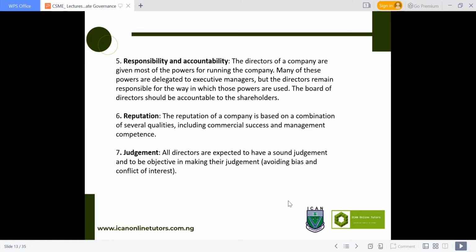Another one is reputation. The reputation of the company is based on a combination of several qualities, including commercial success and management competence. So have a good reputation. And very soon, when we get to risk management, we'll also be talking about reputation risk. We also have judgment. Directors are expected to have sound judgment and to be objective in making their judgments, avoiding bias and conflict of interest.